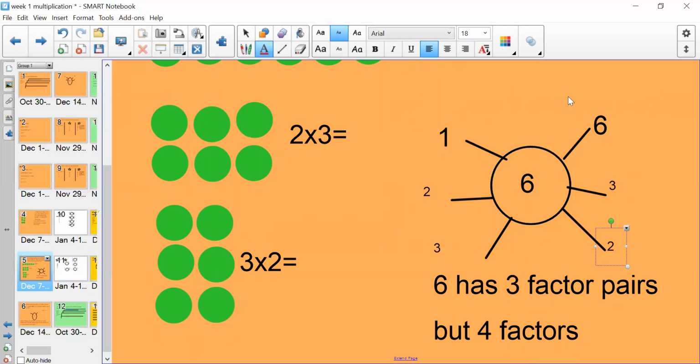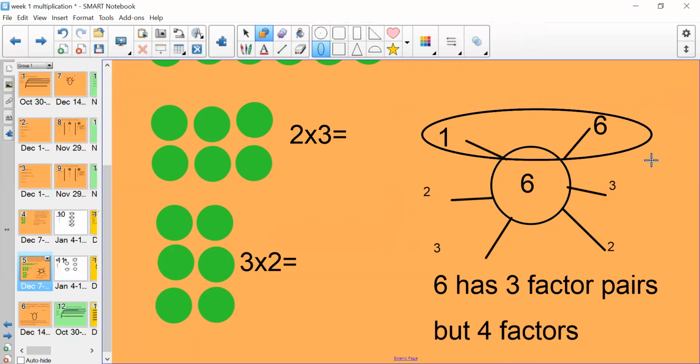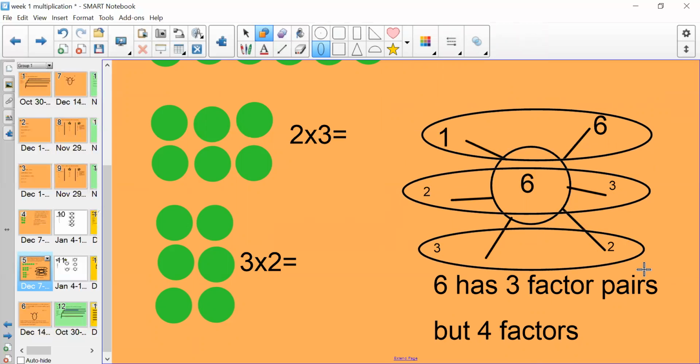So these are the factors of 6. So 6 has got 3 factor pairs. If I just had to circle the factor pairs, so 1 and 6 would be 1 pair, and 2 and 3 would be another pair, and 3 and 2 would be another pair.